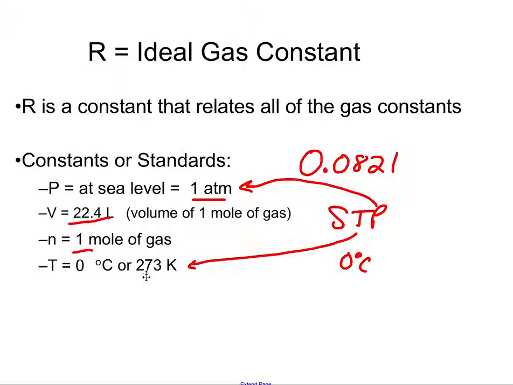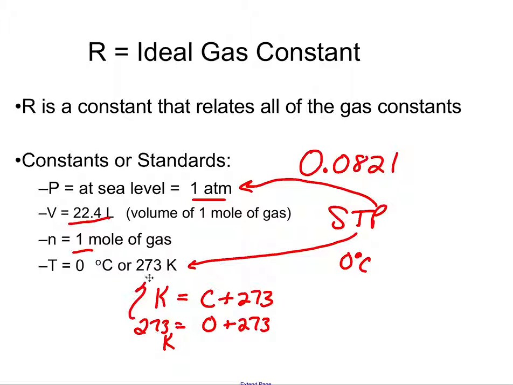STP was 0 Celsius, and now we know if you want to convert that to Kelvin, you take your Celsius and you add 273. So the math here isn't real hard. You take 0 and you add 273 to it, and you end up with 273 Kelvin. So that's standard temperature.